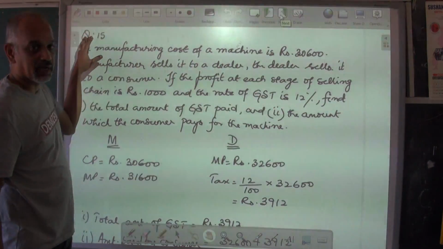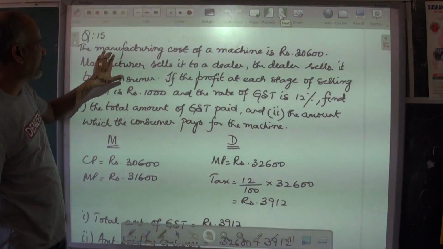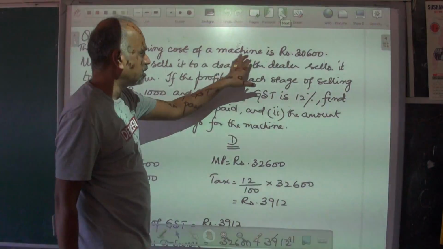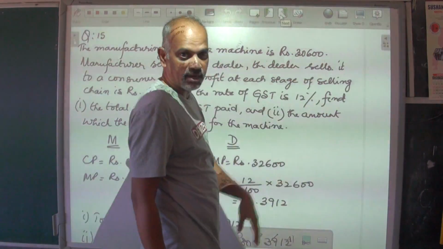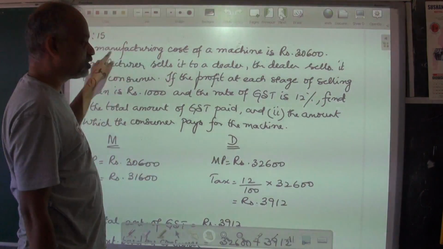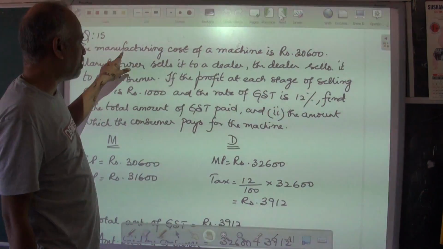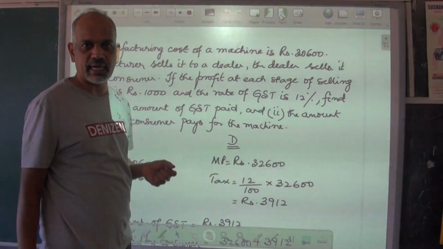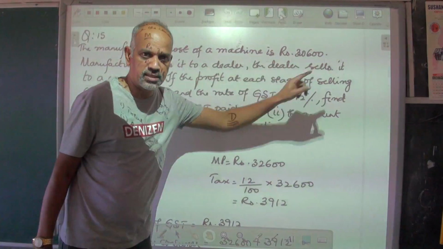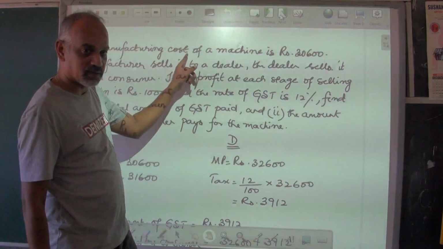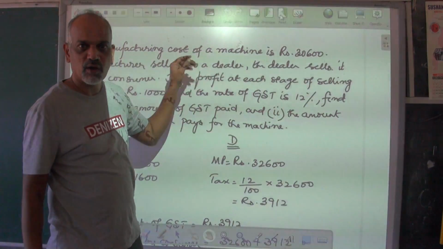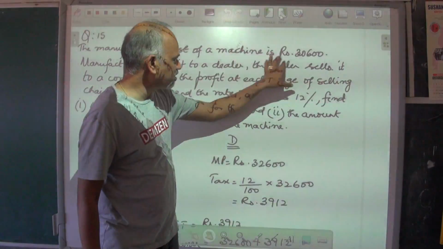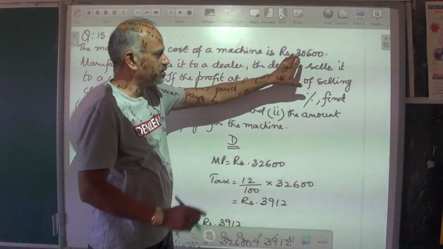Next, question number 15. The manufacturing cost of a machine is rupees 30,600. This is not the mark price. This is the manufacturing cost. The money spent on making that article is 30,600. So this is not the mark price, this is just the cost price. Okay. So the cost price of the machine by the manufacturer is 30,600.